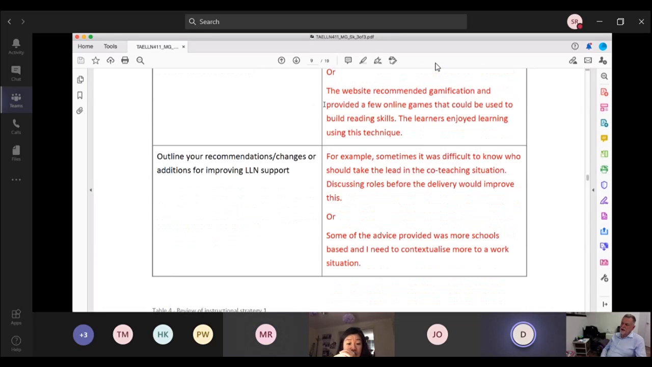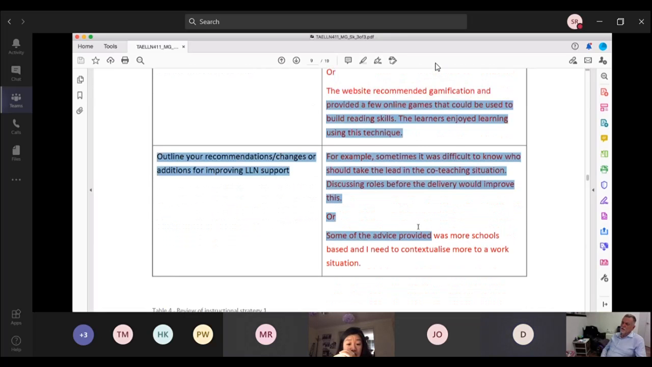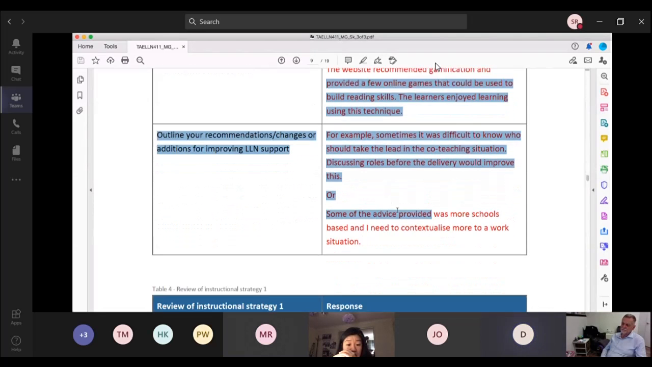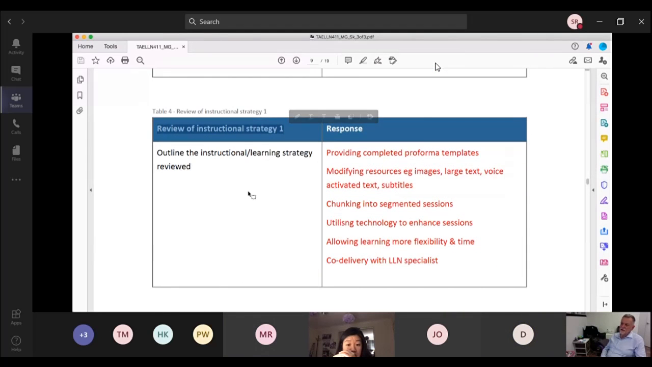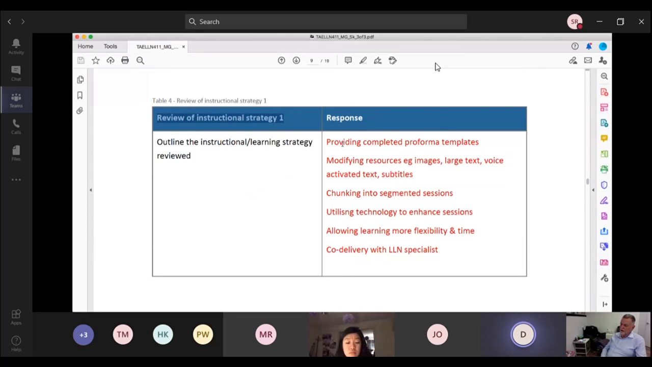And this more or less covers the LLN support that you need to think about that may be applicable to your 2 learners. Now here you need to review your instructional strategy that would be LLN based, and there's two strategies that you need to outline. And I've got on the right hand side here 1, 2, 3, 4, 5. There's 6 there. You just need to apply 2 that you want to review, yeah?